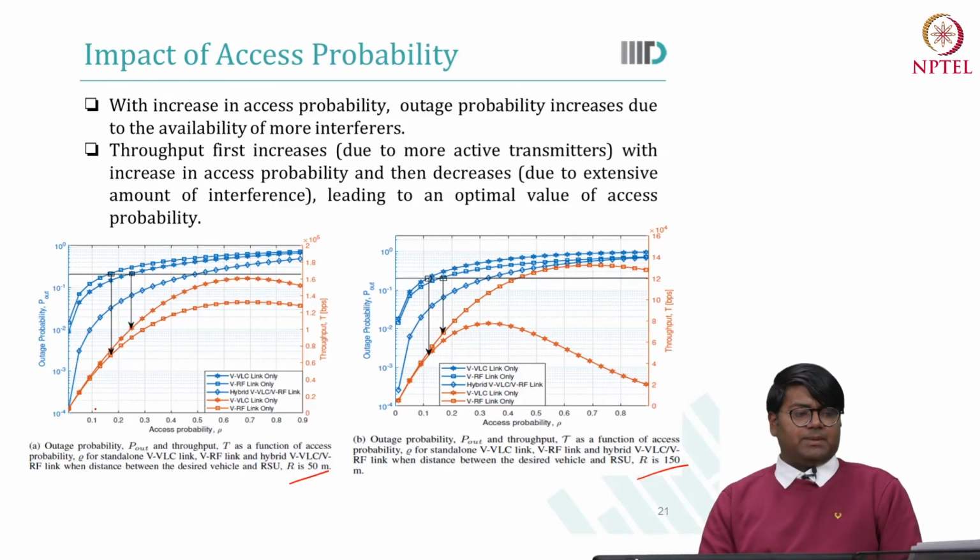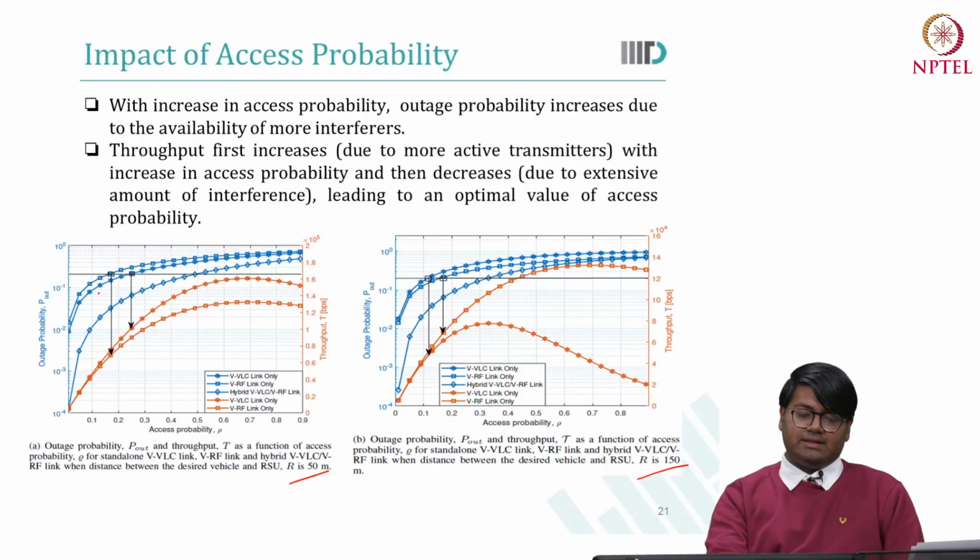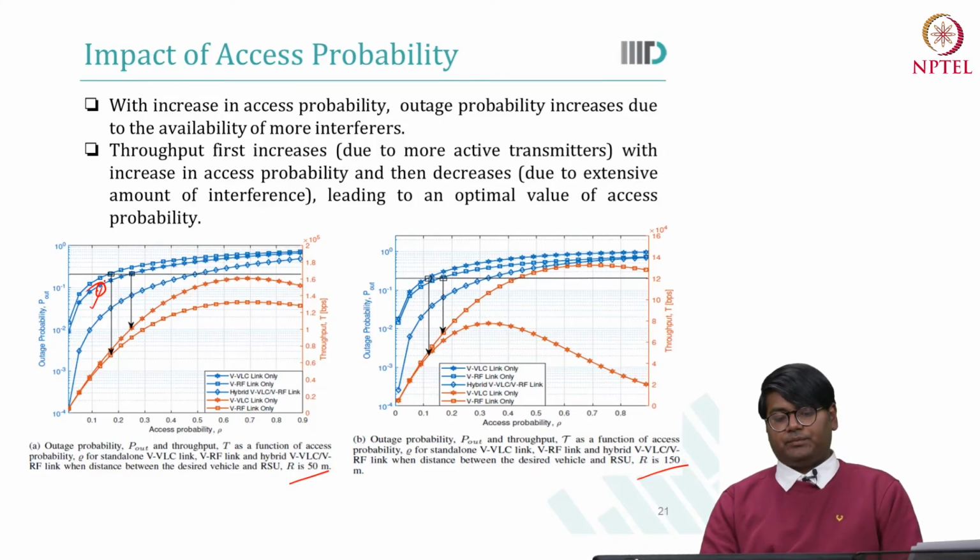So, as expected, your hybrid VLC RF always outperforms the standalone VLC or RF in terms of outage performance. For R less than 50 meters, we observe that my vehicular VLC is performing better as compared to my vehicular RF. But when my distance is 150 meter, the opposite trends are observed. Your VRF is performing better as compared to my VLC. So we can say that your vehicular VLC is suitable for low communication range, while your vehicular RF is more applicable for long range communication.